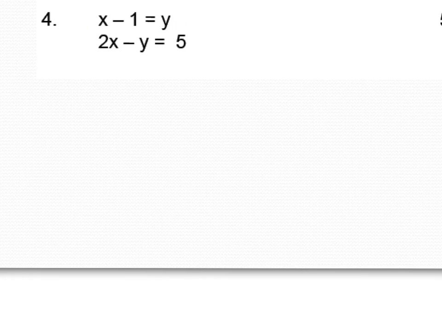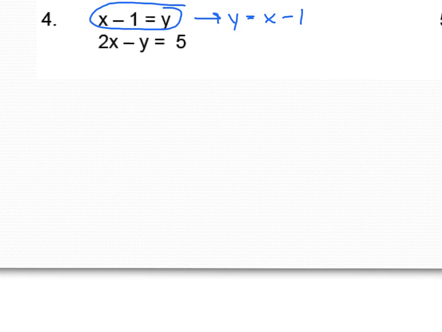So I look at this one. I have x minus 1, I have 2x minus y. Doesn't look like it's solved for a variable. If we look closely, I have x minus 1 equals y. This is telling me that y is equal to x minus 1. Remember, it doesn't matter how I write the equation. This is just flip-flop, it means the same thing. So this tells me what y is.